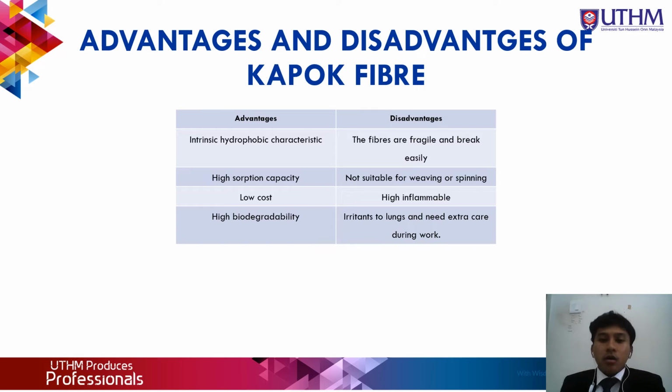Ceiba pentandra, known as kapok, has both good and bad points in its use. It has a lot of advantages. For the advantages, it has an intrinsic hydrophobic characteristic, high absorption capacity, low cost, and high biodegradability.